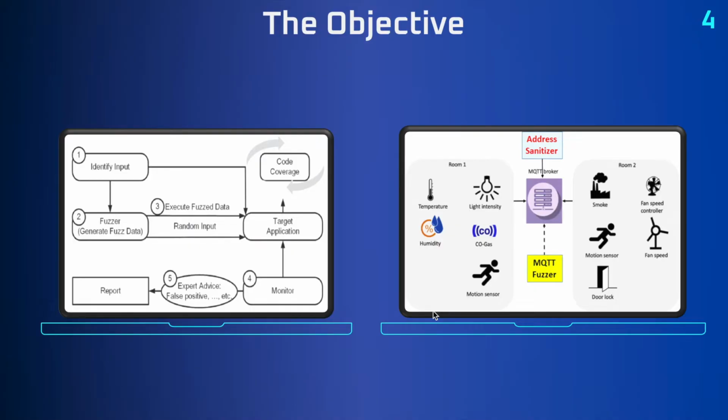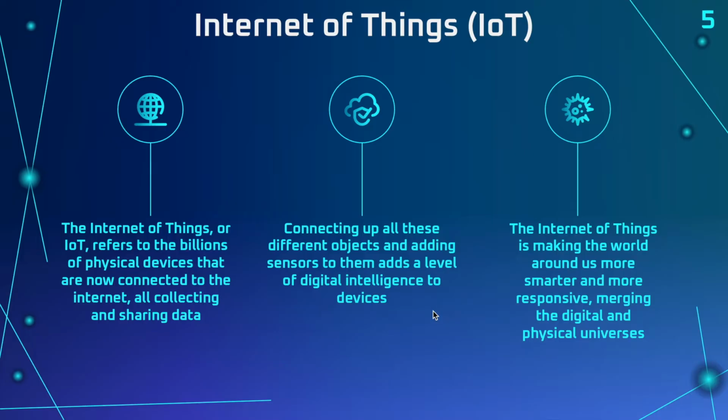The main objective of this research was to develop and evaluate a framework for vulnerability testing of several MQTT brokers using mutation-based packet fuzzing testing. The Internet of Things, or IoT, refers to the billions of physical devices that are now connected to the Internet, all collecting and sharing data. Connecting up all these different objects and adding sensors to them adds a level of digital intelligence to devices. The Internet of Things is making the world around us smarter and more responsive, merging the digital and physical universes.